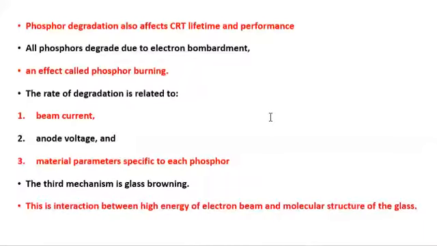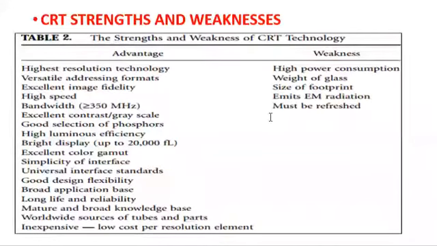Now, we have another mechanism for degradation, and it is called glass browning. That is the external glass on which we see the image. It has a problem of browning, and this is caused by interaction between the high-energy electron beam produced by the cathode and, of course, the molecular structure of the glass itself on which the electrons are incident.